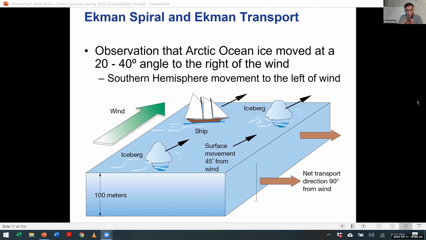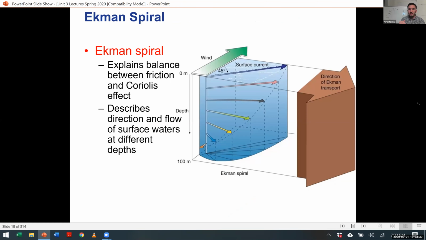The icebergs wouldn't go the same direction as the wind. They would go to the side. Why to the right? Because of the Coriolis effect, because this observation was being made at first, and they were seeing the icebergs and the boats and everything. So the Coriolis effect creates something in these surface waters called the Ekman spiral.